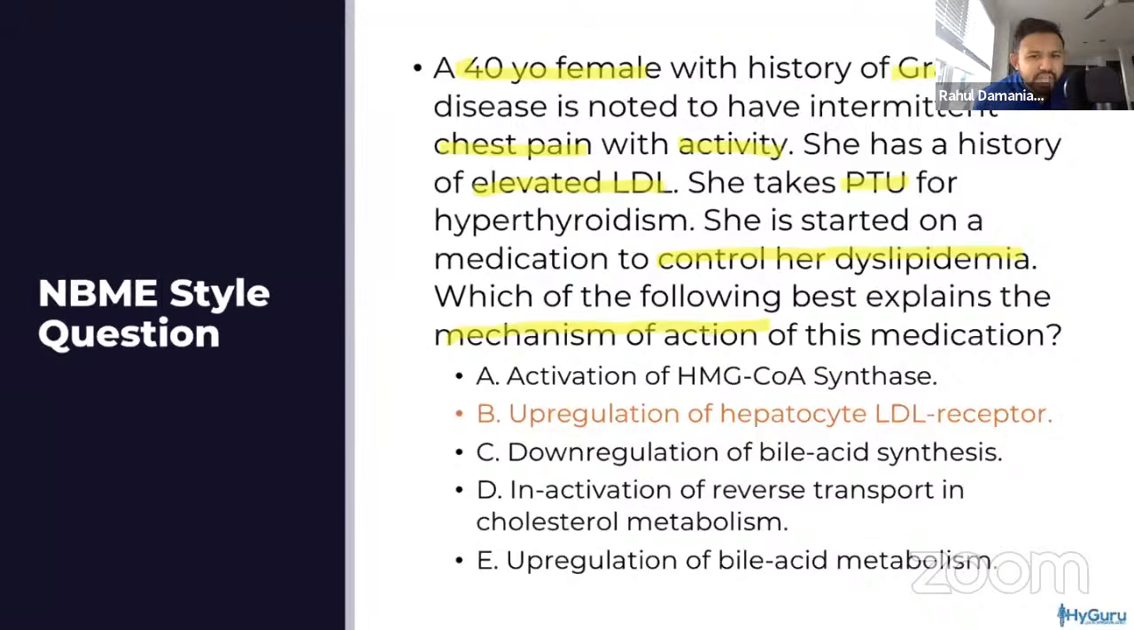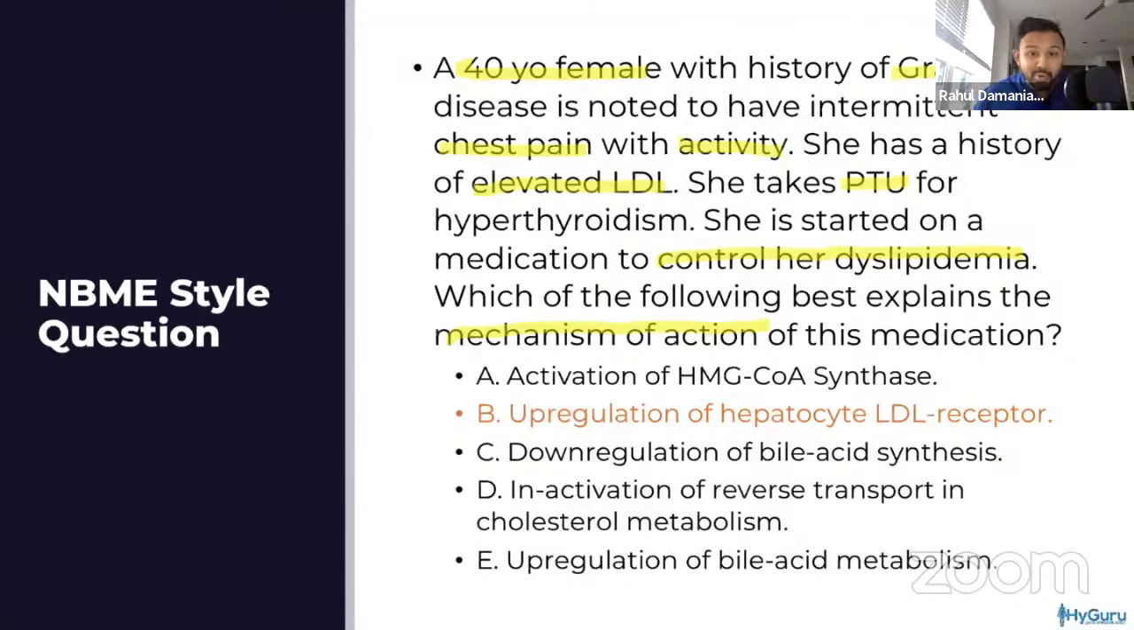Now, HMG-CoA synthase. What biochemical pathway is HMG-CoA synthase a part of? That is going to be ketone body synthesis. Very high yield for you to know that the rate limiting enzyme for ketone body synthesis is going to be HMG-CoA synthase. Now, the upregulation of hepatocyte LDL receptor is going to take the LDL from the periphery and bring it in. So you have receptor-mediated endocytosis, and that's why LDL levels go down with statins.